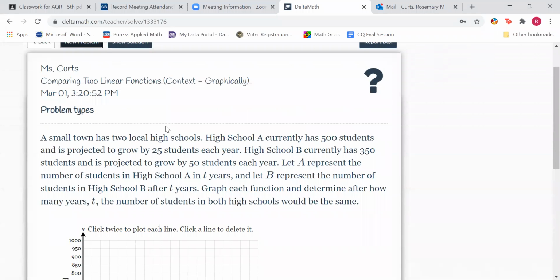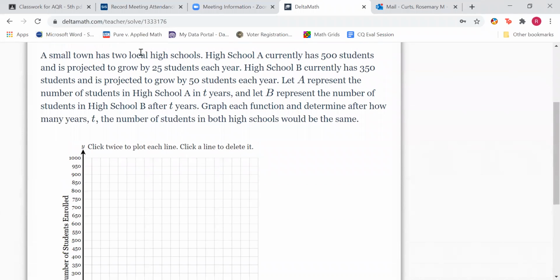Okay, so we're on Delta Math, and I'm showing you how to do these problems about learning how to graph and interpret linear functions. So this says a small town has two local high schools. High School A currently has 500 students and is projected to grow by 25 students each year. High School B has 350 students and is projected to grow by 50 students each year.